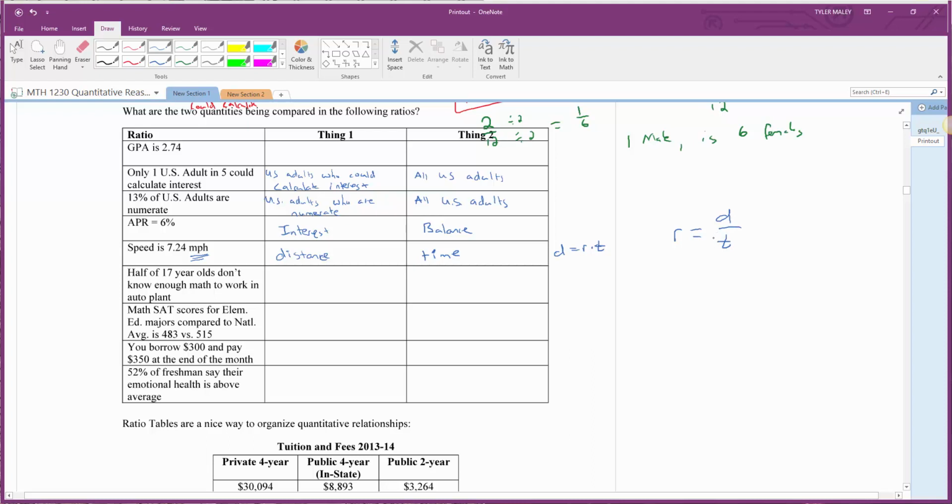On the next row, we have half of 17-year-olds who don't know enough math to work in an auto plant. Right, so the one thing that we're comparing are the 17-year-olds who don't know math.